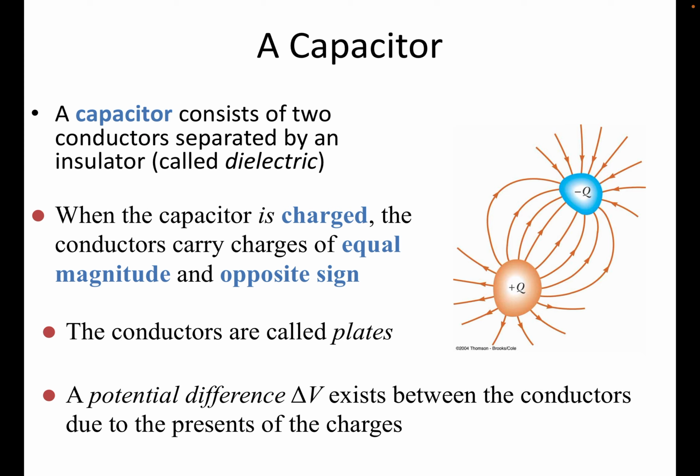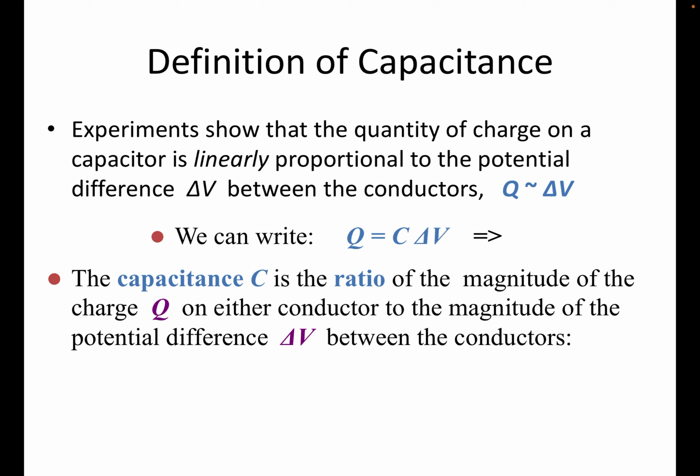A capacitor is made of two conductors called plates. They are separated by an insulator. When the capacitor is charged, these plates carry charges of equal magnitude but opposite sign. This separation of charge creates a potential difference between the plates.